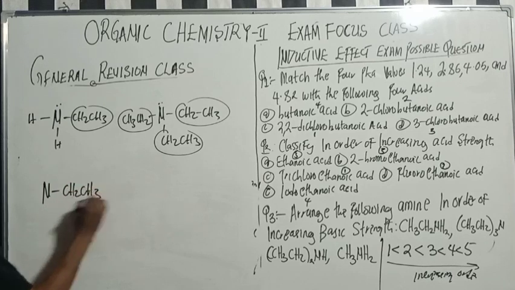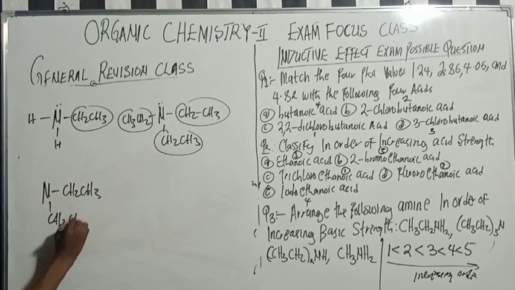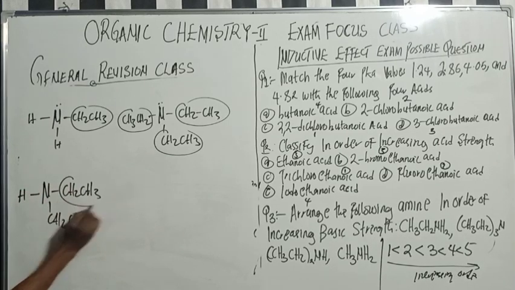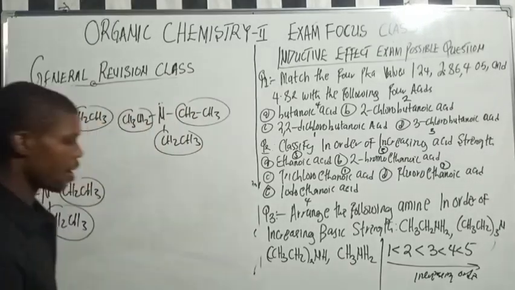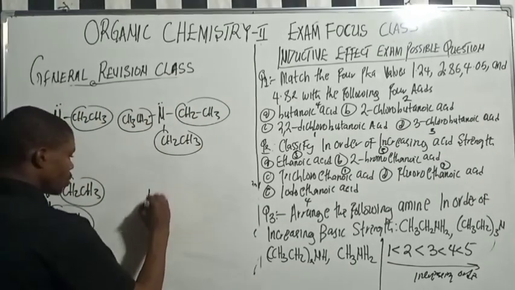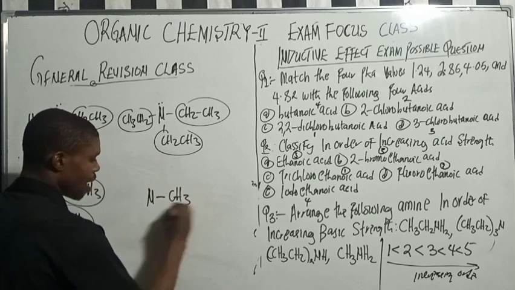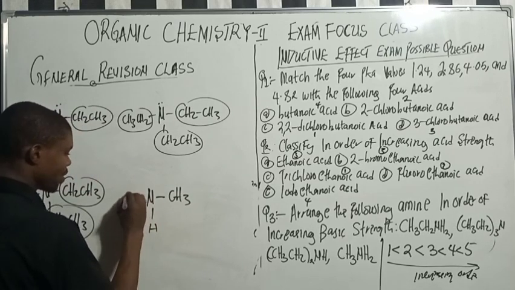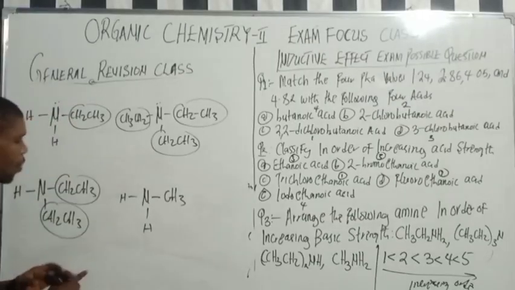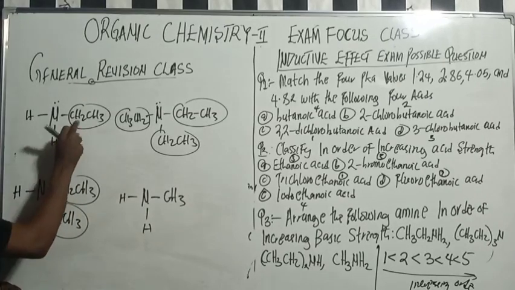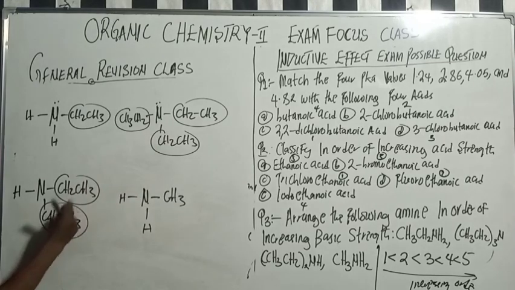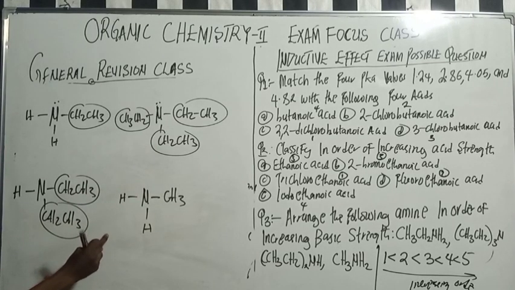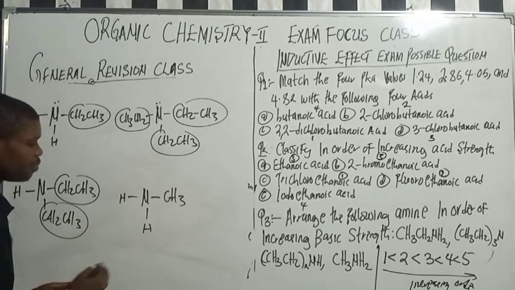Now when you look at this other one, this one is going to have two CH2CH3 and then we have hydrogen. This one is having two of it. Then this one is having one methyl and two hydrogen, right? Now here we have each of the structures. This one is having one methyl group, this one is having three methyl groups, this one is having two methyl groups, and this one is having one methyl group here.